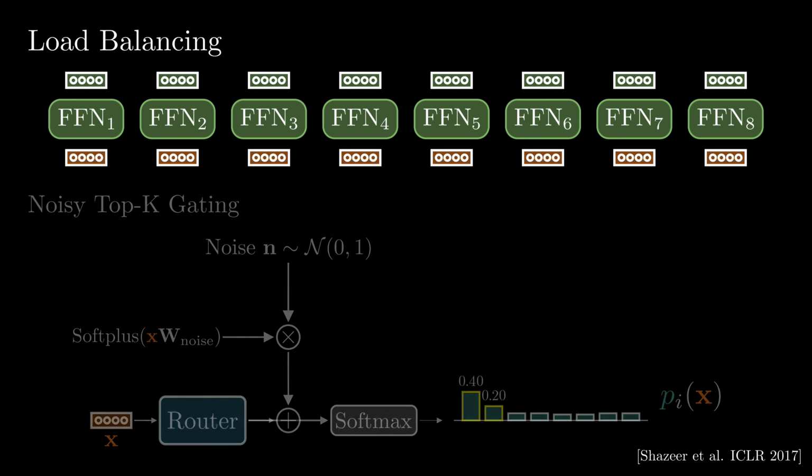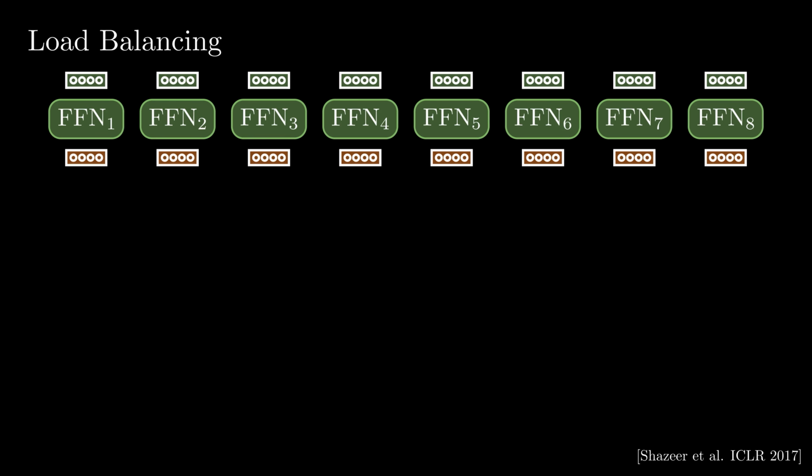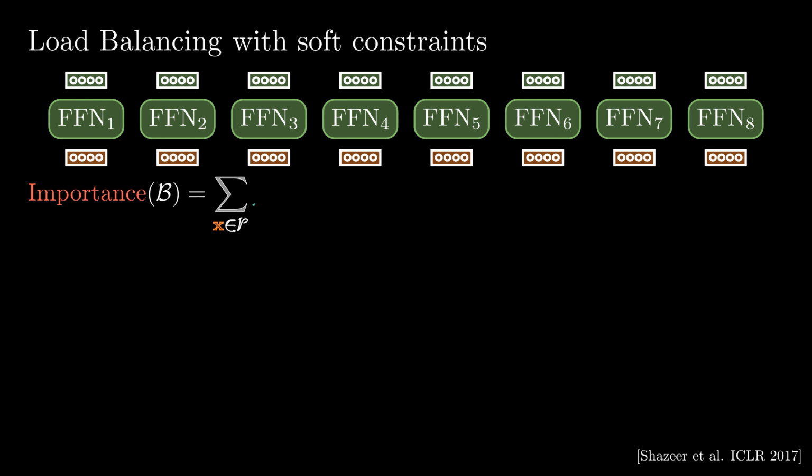But this is not enough. The router often converges to a state in which it consistently assigns large router probabilities to the same few experts. To address this problem, we can add soft constraints. For instance, the importance of each expert can be quantified by summing the router probabilities assigned to it over the entire batch. Here is an example of the importance score for a batch of 10 tokens.